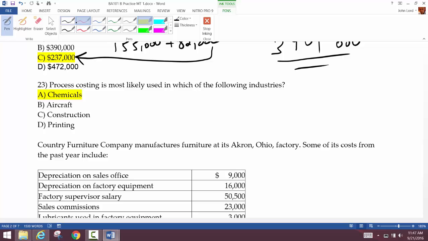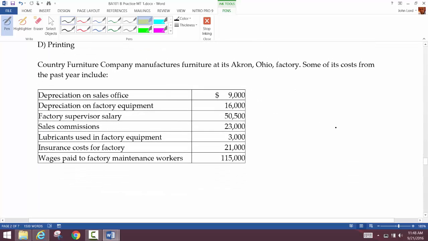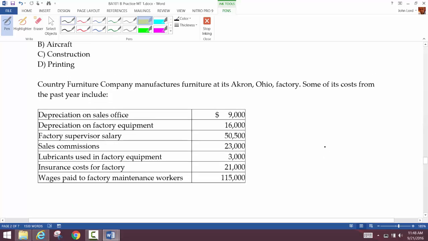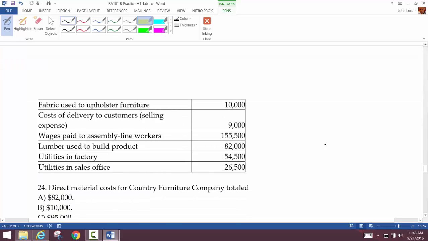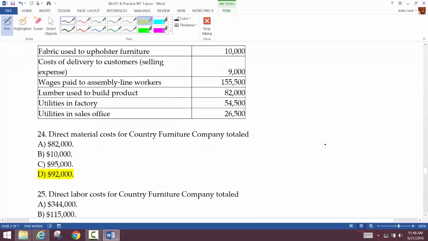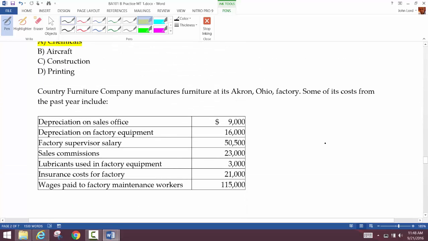Okay, good. Come over and let's take a look at this one. Country Furniture manufactures furniture, and they give us this table of information, and they want to know the direct materials. So if you look at this list and you're making furniture, can you figure out which one is direct materials?